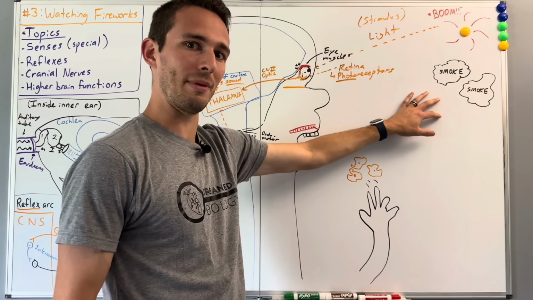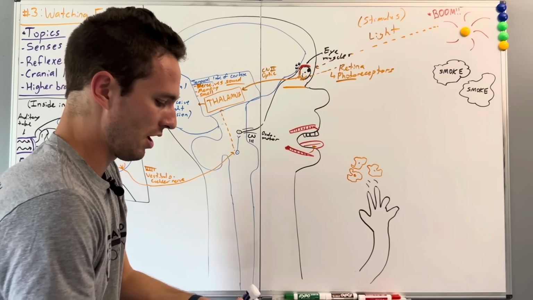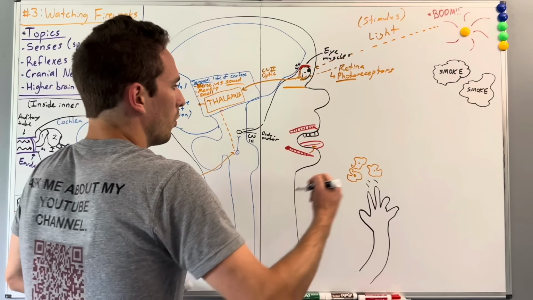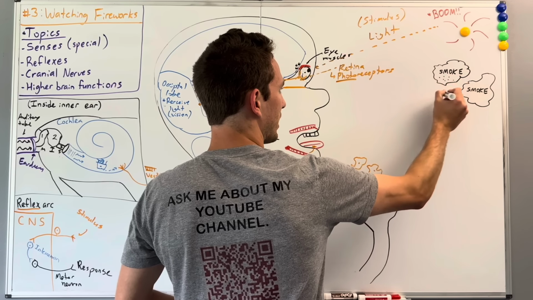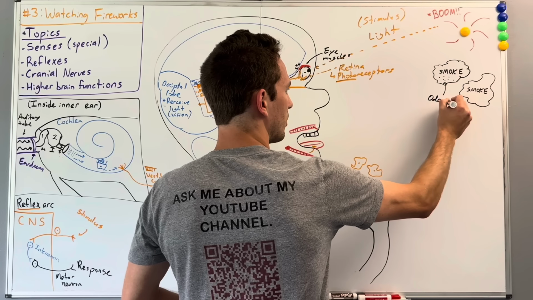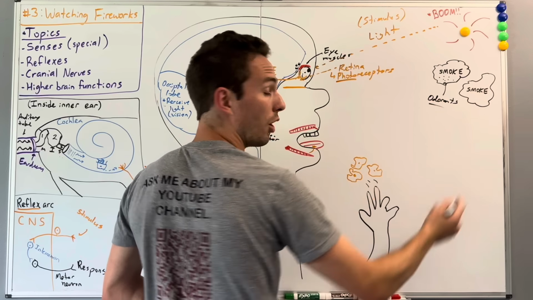Because there's smoke coming out of it and you can kind of smell that burnt smell. Well, how do we smell? That's a great question. Well, those smoke clouds will have tiny little molecules inside of them called odorants, quite literally meaning they contain an odor, right?